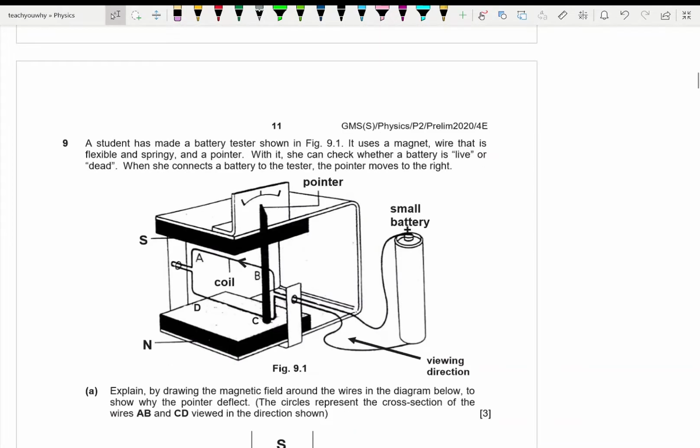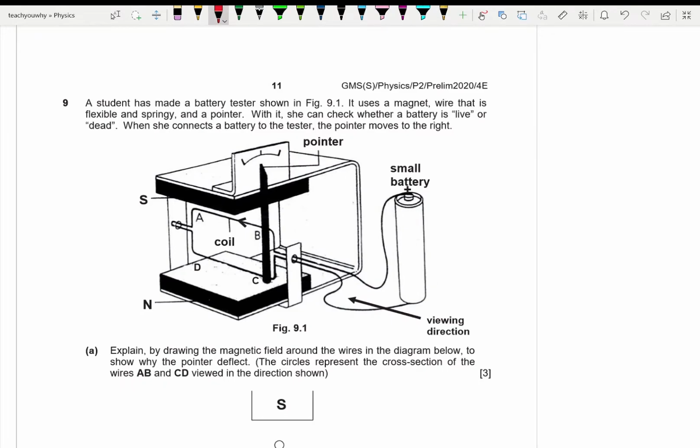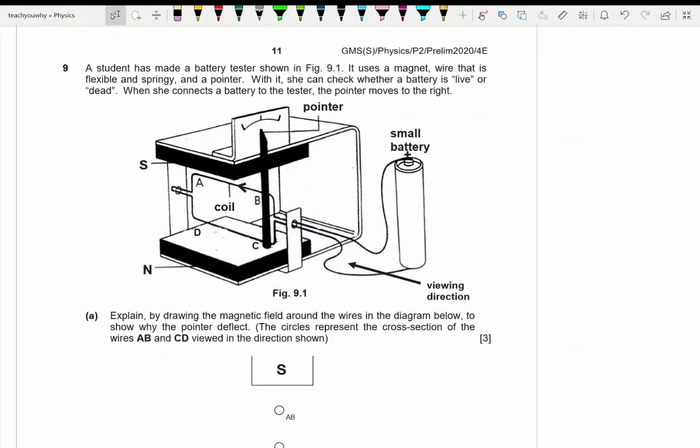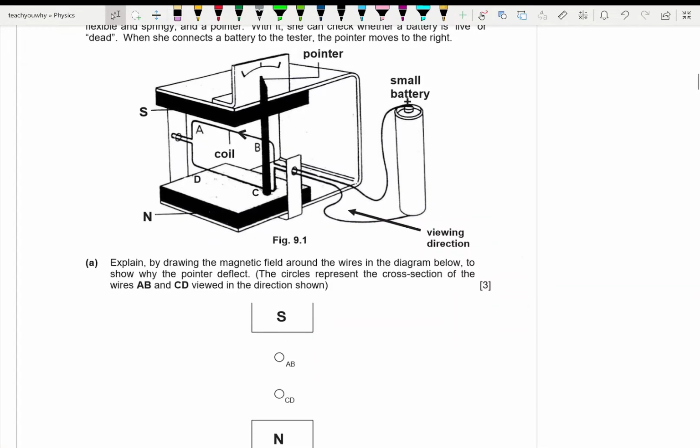All right. Last example. Okay, last example for the day. I don't think you guys have much time also to watch this video fully. So last example: a student has made a battery tester shown in figure 9.1. It uses magnet wires that are flexible and springy and a pointer. With it, she can check whether a battery is live or dead. When she connects a battery to the tester, the pointer points to the right. Explain by drawing the magnetic field around the wires in the diagram below to show why the pointer deflects.